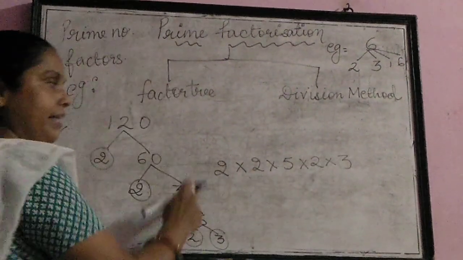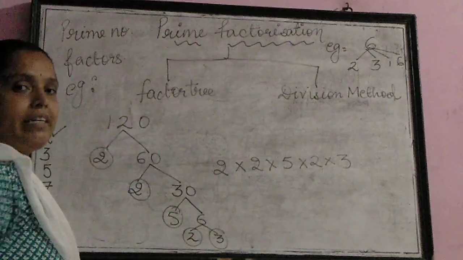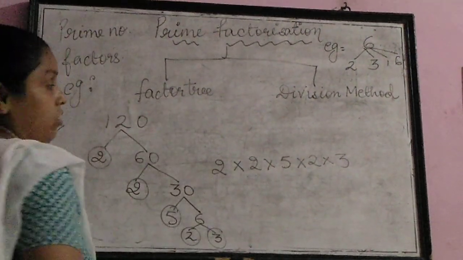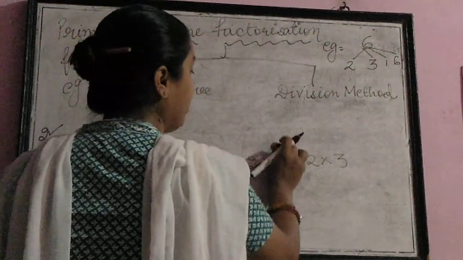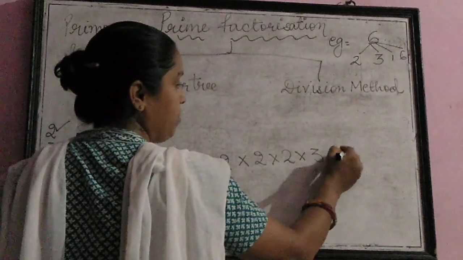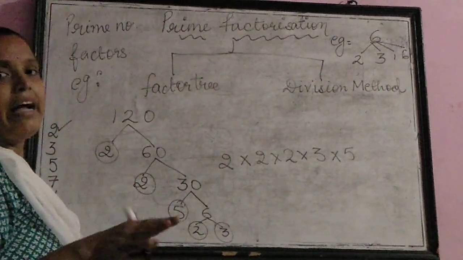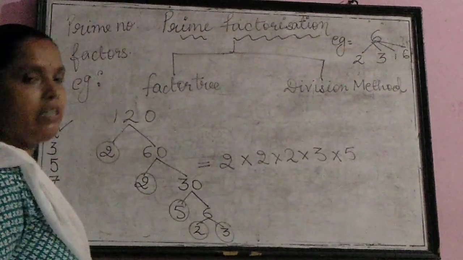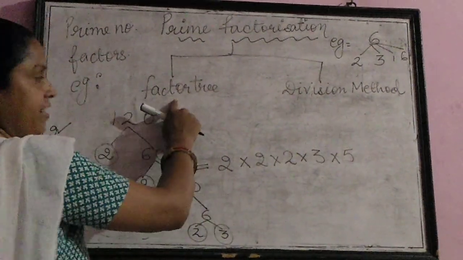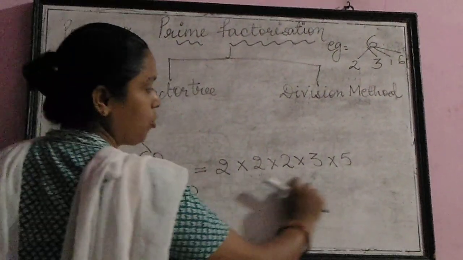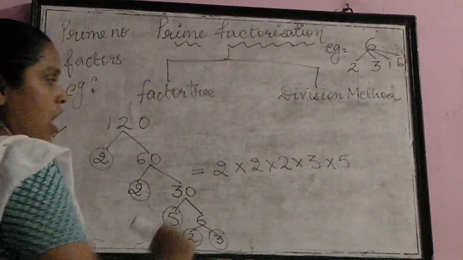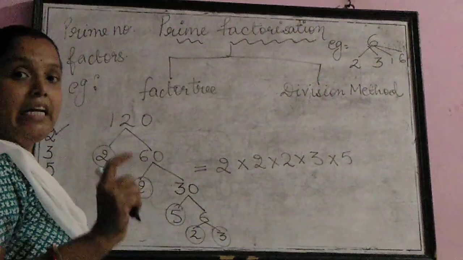Now children, when we are writing the product of prime factors, we always write in increasing order. Increasing order means ascending order. So I will be removing this 5 from here, and write 2, 3, and last I will be writing 5. When we write the factors, we always try to write in increasing order. This is how the factor tree method is done, and this product of prime factors is called prime factorization.